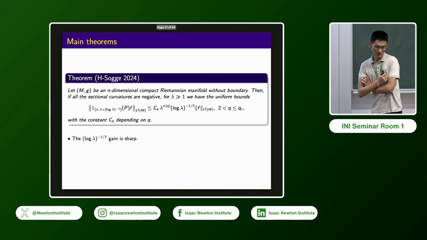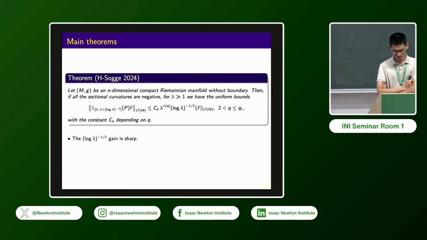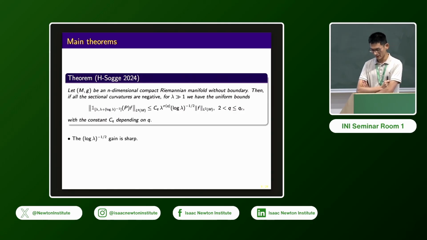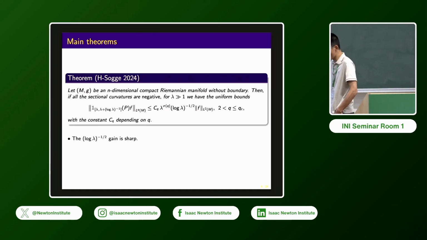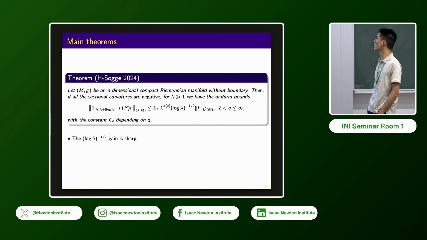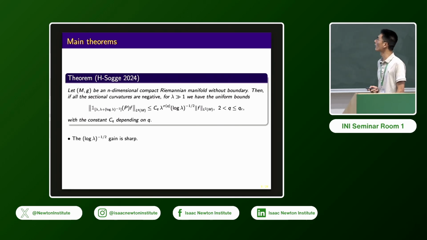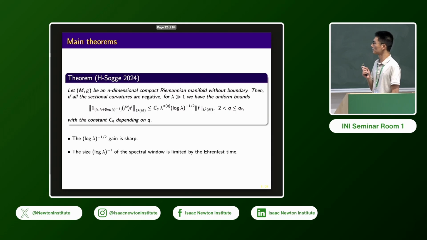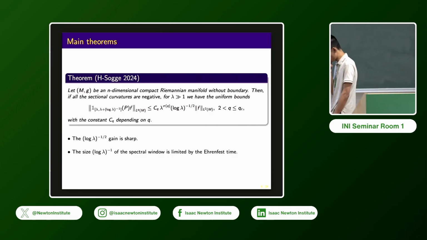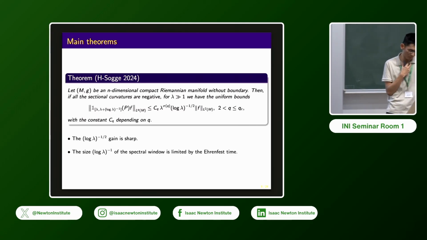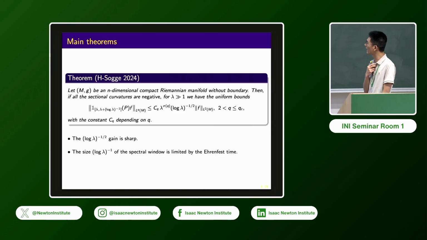So here, in terms of the gain, 1 over square root of log lambda, it can be shown it's sharp, because it is possible to add up the estimates for logarithmic intervals to imply the unit interval estimates. And we know the unit interval estimate is sharp on any compact manifold. And so the size of the 1 over log lambda intervals we consider is also limited by the error-free time. So this is a time scale at which many of the tools in our analysis fail.